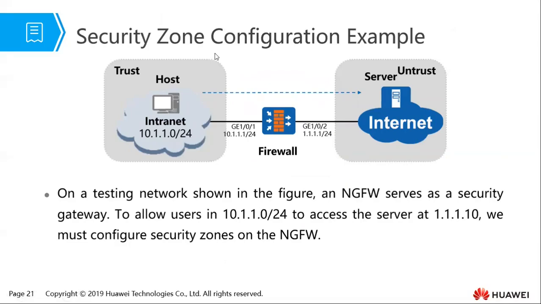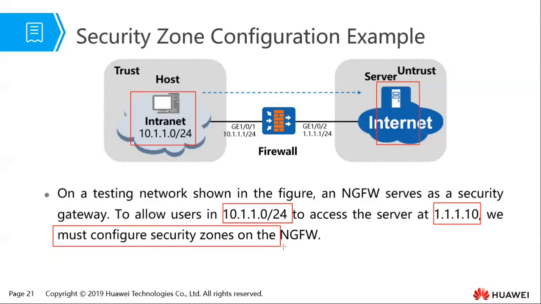So, security zone configuration example. We want to do this example here. On a testing network shown in the figure, we have a next generation firewall which serves as a security gateway to allow users in this network, 10.1.1.0, this one, to access the server on the internet, 1.1.1.10. So we must configure security zones on the next generation firewall.